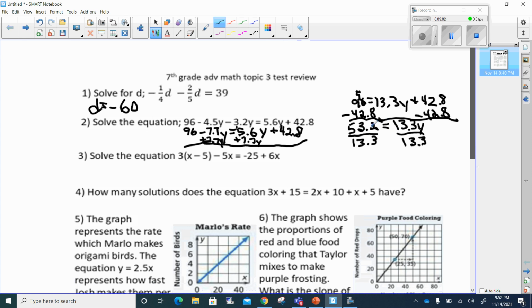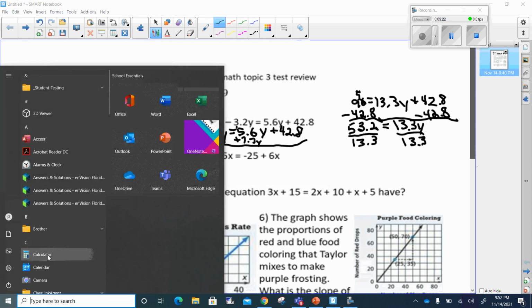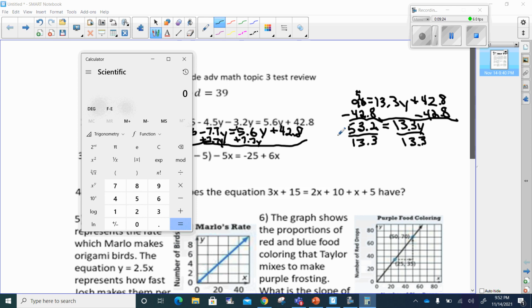And now I have the division problem: 53.2 divided by 13.3. All right. I'm trying to see what I can multiply. Let's see. Well, I'm going to use my calculator here. I'm pretty sure the answer is 4, to be honest with you. But I'm going to use my calculator just to make sure. I'm going to take 53.2 and divide it by 13.3. And it is 4. Look at that.